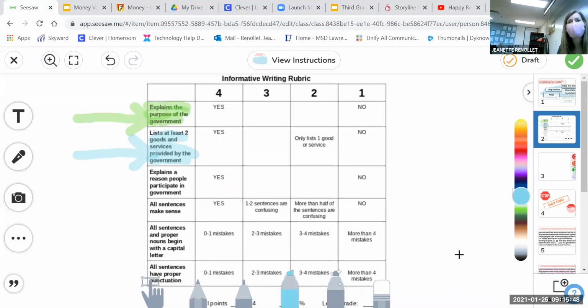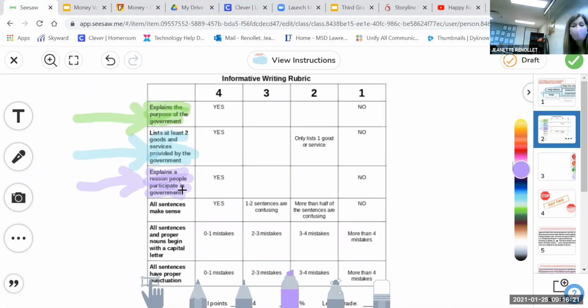The third thing Ms. Sousa modeled, I'm going to do a light purple. The third row, explain a reason people participate in government. What is a reason people participate in the government? Think back to Mrs. Sousa's example. She talked about people voting. She talked about people protesting. She gave 2 examples. Why?